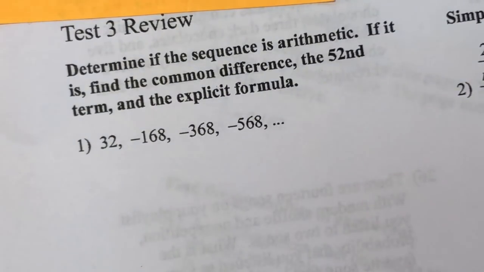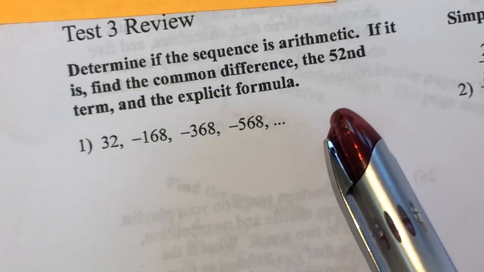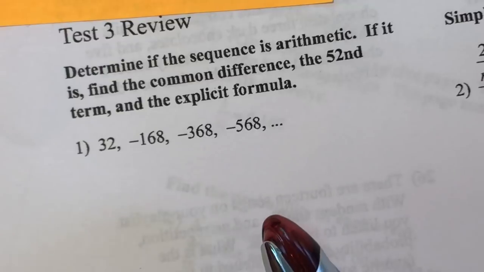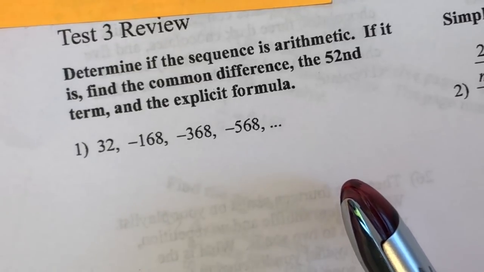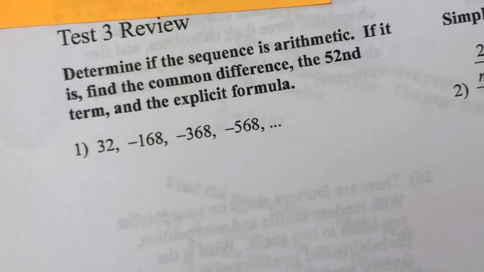Okay, this is a test review, so it's more or less comprehensive with different kinds of knowledge we have learned. Determine if the sequence is arithmetic. If it is, find the common difference, the 52nd term and the explicit formula.